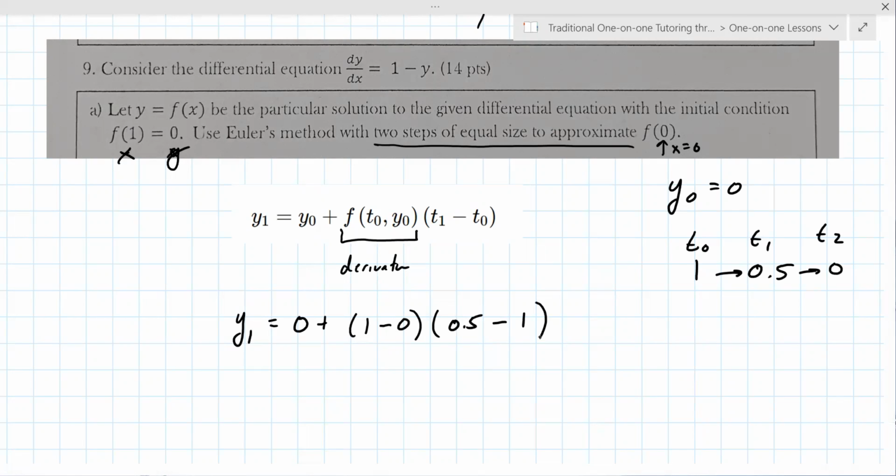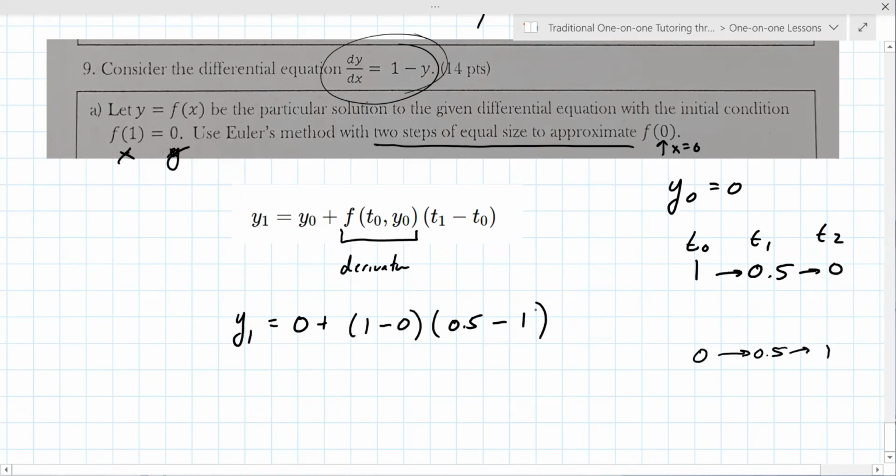There's a lot of variables here, but basically you take your previous answer, and then you have to find the slope. The slope comes from the differential equation. And then this is the distance between the 2 points. Normally if you're going forward, like from 0 to 0.5 to 1, this is always positive, but in this case, it's negative. So the answer here is 0 plus 1 times minus 0.5, which ends up being minus 0.5. So that's your y1.